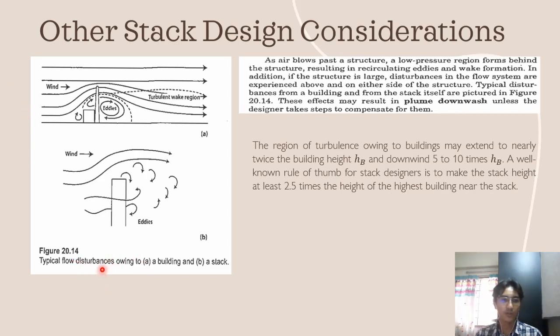Now, figure 20.14 is a depiction of typical flow disturbances owing to A, a building, and B, a stack. The region of turbulence owing to buildings may extend to nearly twice the building height hb and downwind 5 to 10 times hb. A well-known rule of thumb for stack designers is to make the stack height at least 2.5 times the height of the highest building near the stack.